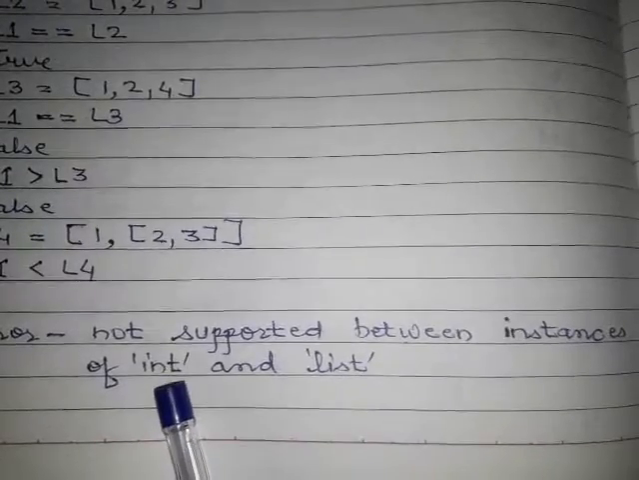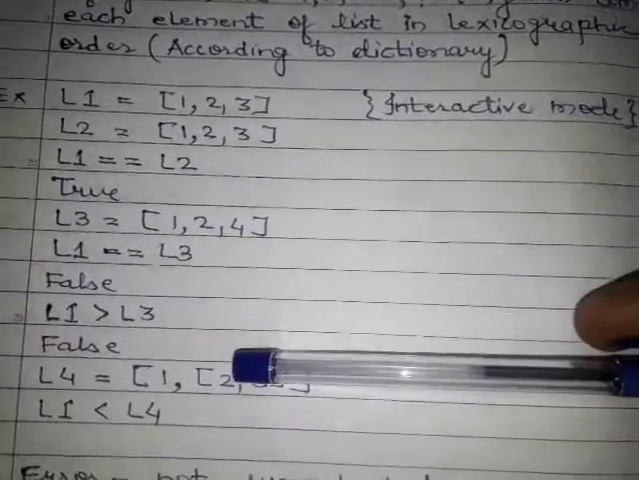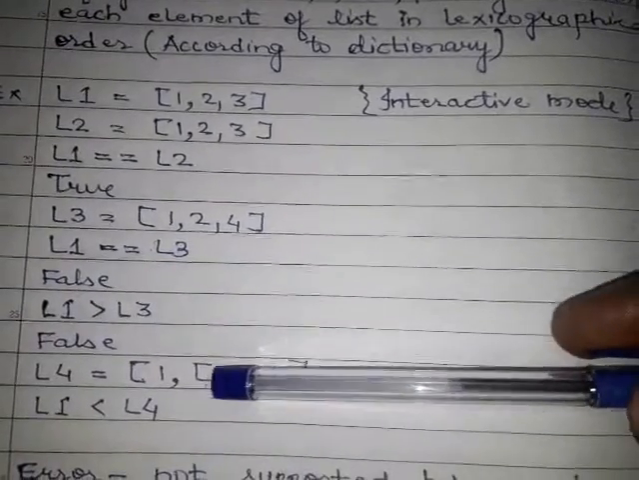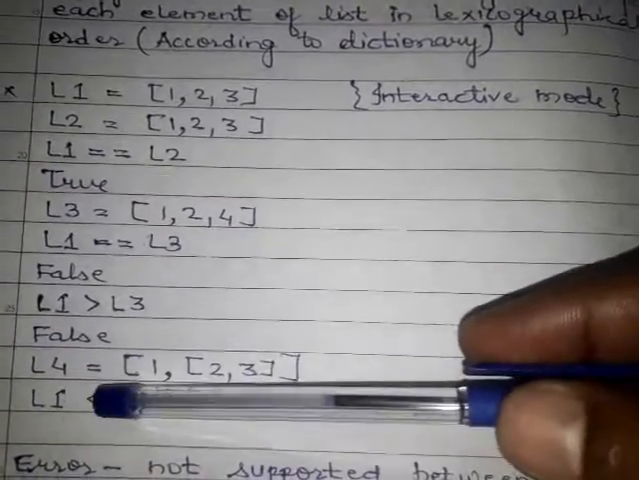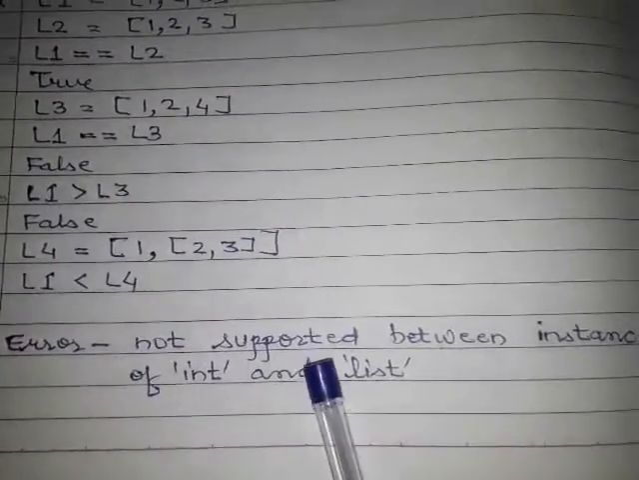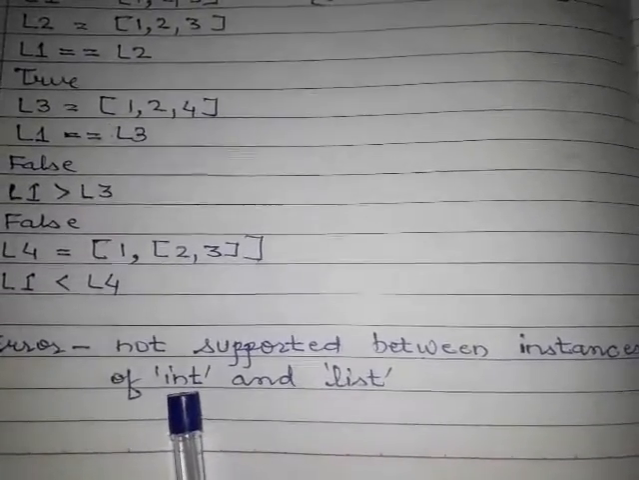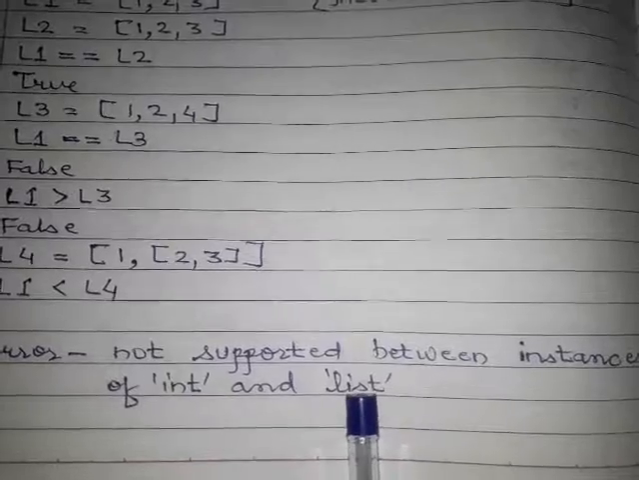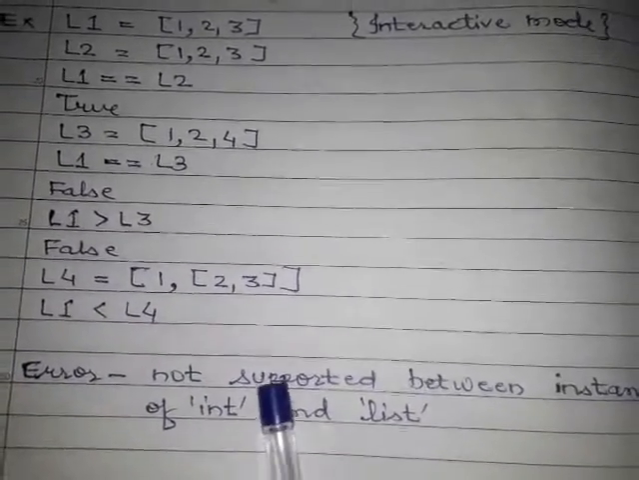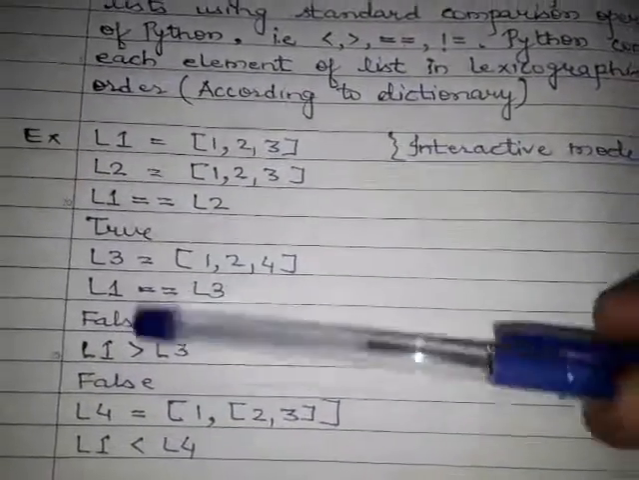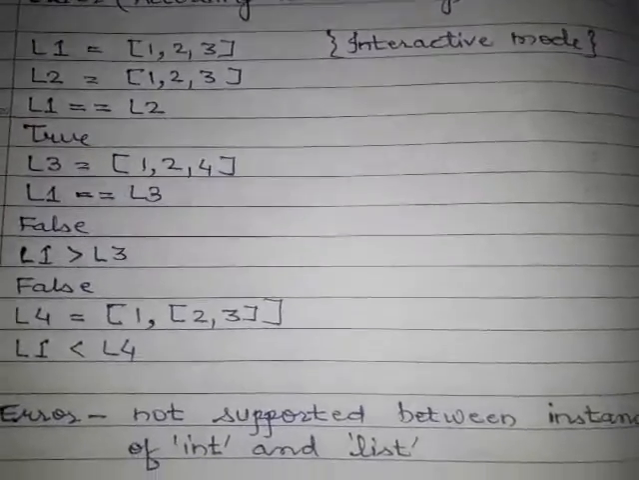It means you cannot compare an integer value with a list. Here the second element is 2 and here the second element is a list which contains 2, 3. So you cannot compare 2 with this list. So in this case an error occurs. Not supported between instances of int and list, because in L1 the element is of integer type and in L2 the element is a list. So that's why this error is raised. So you can check all these programs and understand it.